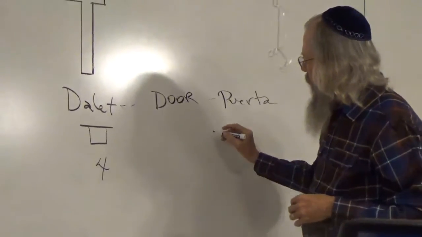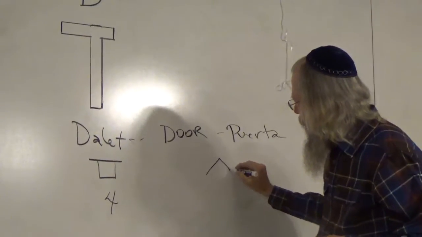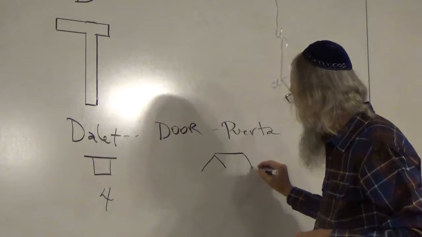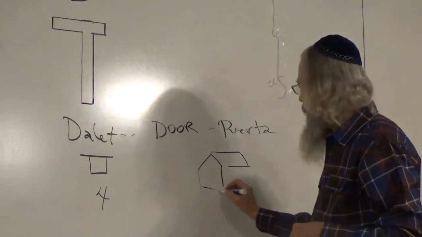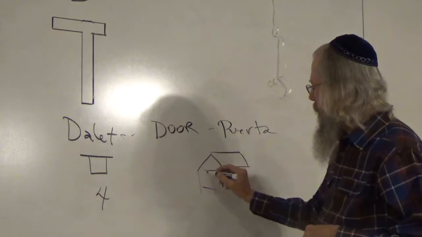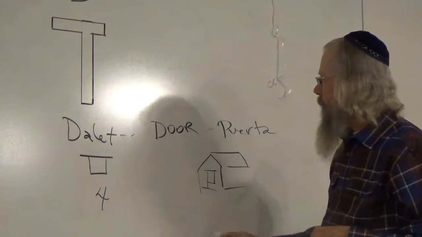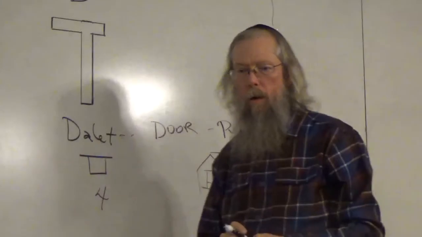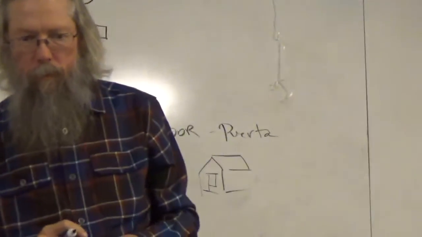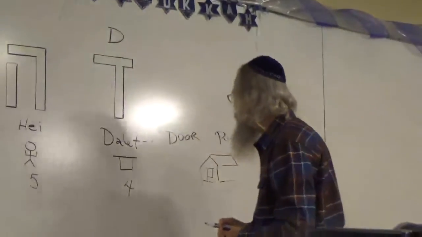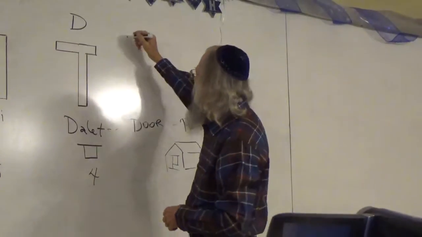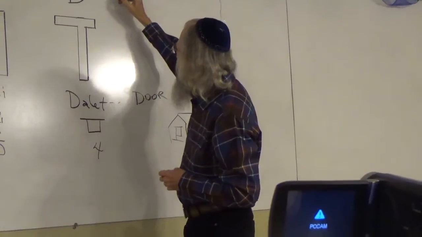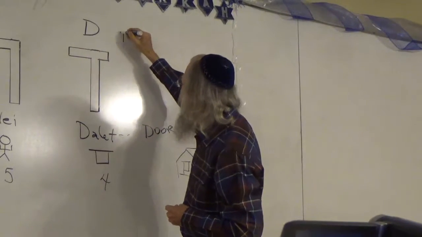So you have a tent, and this would be the door to the tent. So it's the door. Dalet also representa un hombre pobre. It's the poor man.